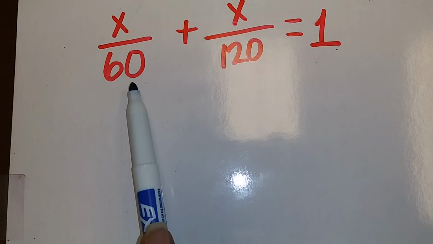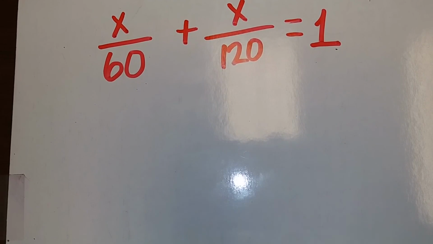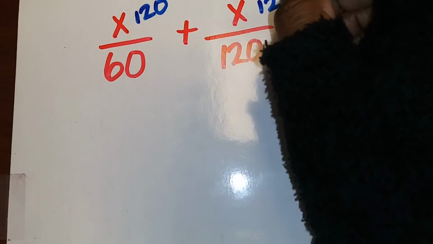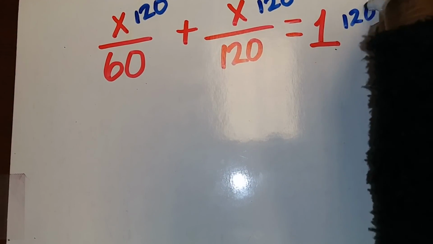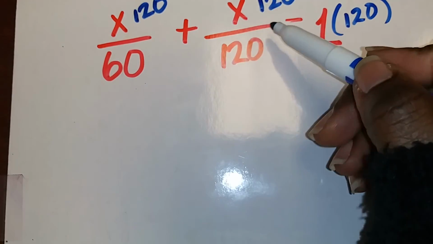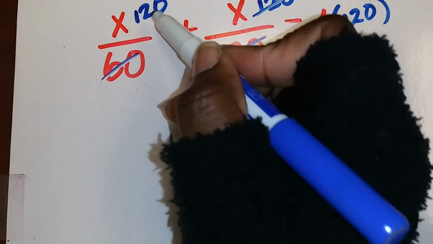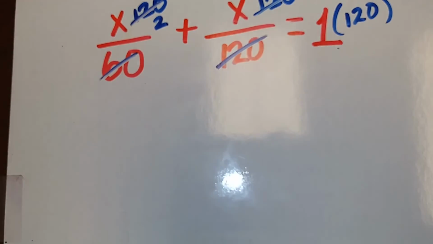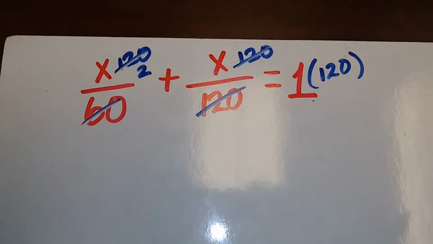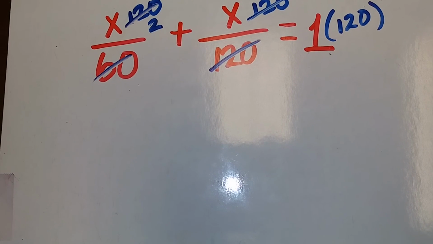What is my LCD? My LCD is just 120. It's not x because I don't see an x in my denominator. So everything is multiplied by 120. Right here, the 120s go away. I know 60 goes into 120 twice. It's a little quicker doing it this way, but you have to make sure you understand the why.